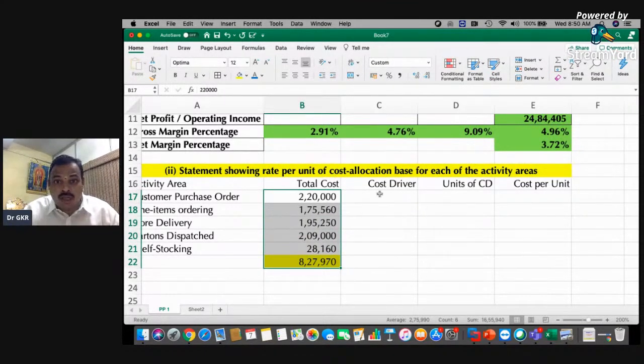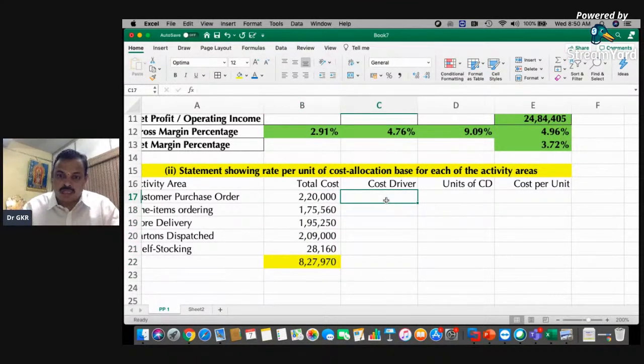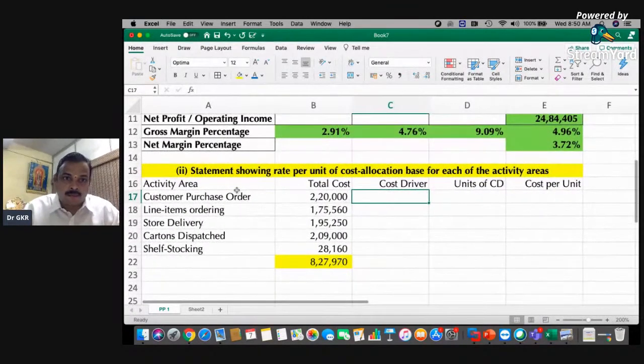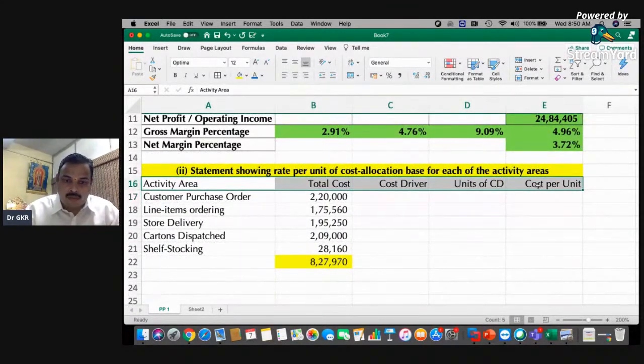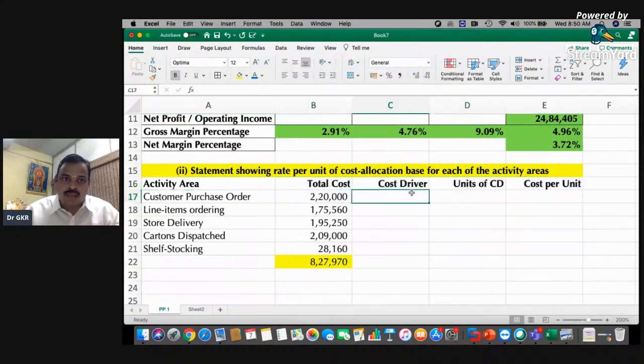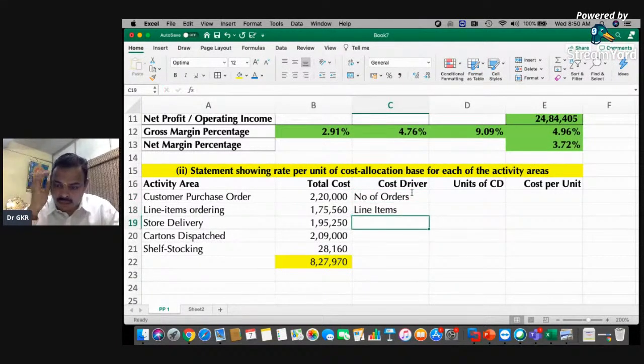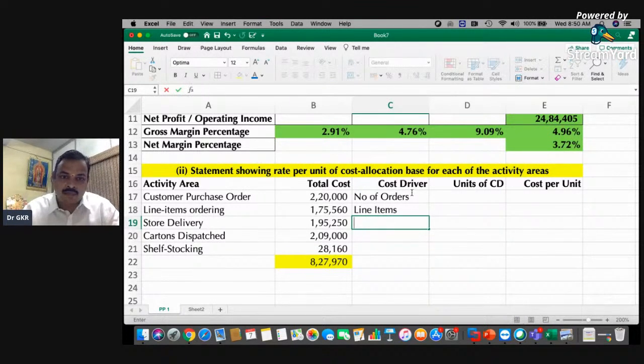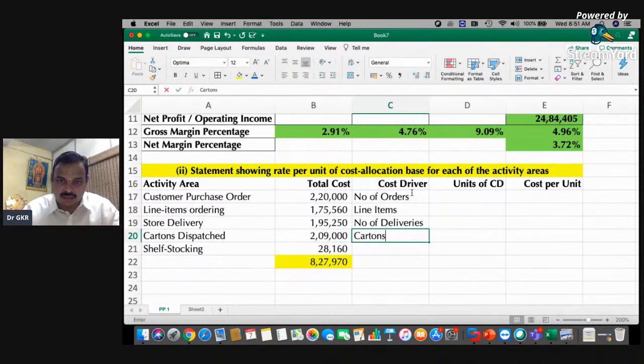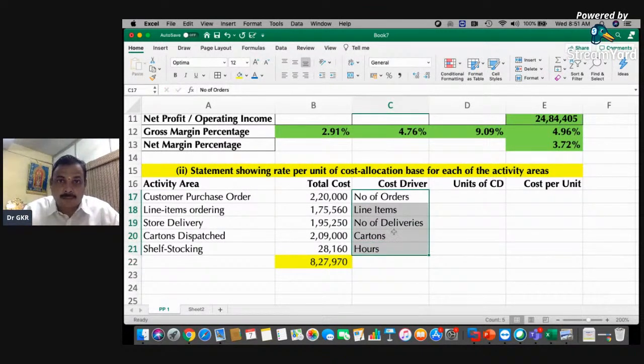Now, what is your cost driver? Orders. Okay, so your customer purchase orders, number of orders. Then line items. These are cost drivers. Store deliveries. Store delivery means number of deliveries. Number of cartons. Number of hours. Shelf stocking. How long you take it.